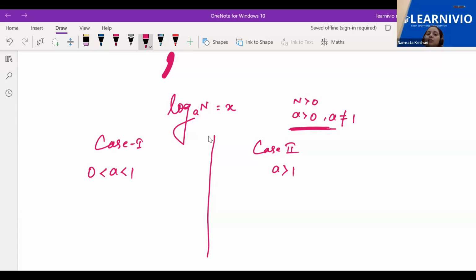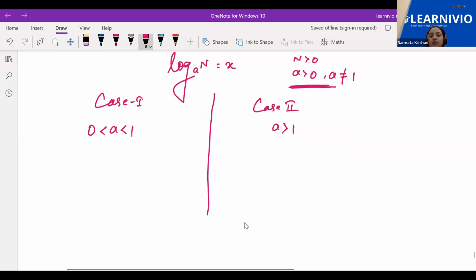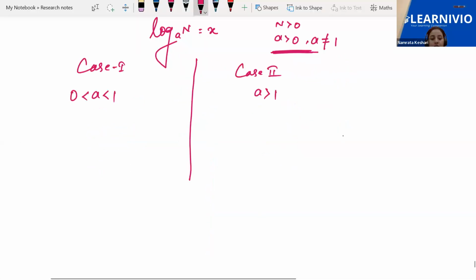Okay, so the way a is defined, the base is defined over here, we will always be talking about two scenarios, two cases. We are dividing it into two cases and then we will start our discussion of the graph. So at first, let's take the case that a is bigger than 1, and let's try plotting the graph.